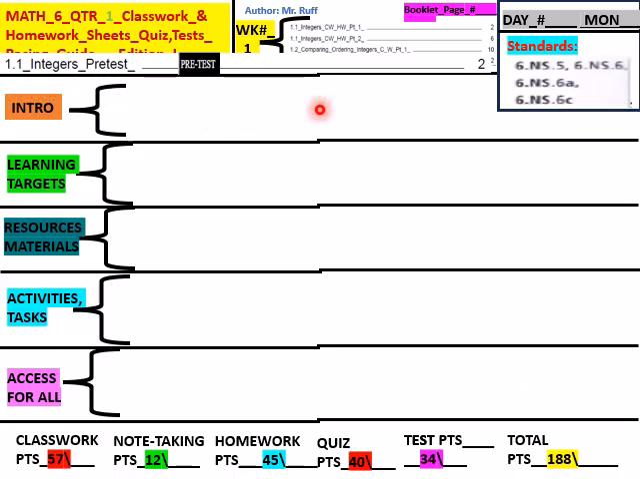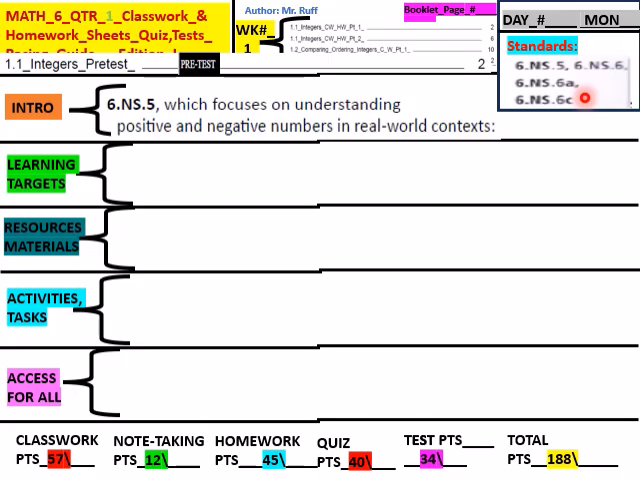And then we are going to do our standards 6.NS.5, 6.NS.6, 6.NS.6a, and then 6.NS.6c. There might be a 6b in here as well. So 6.NS.5, which focuses on understanding positive and negative numbers in real-world context. That's going to be our intro.